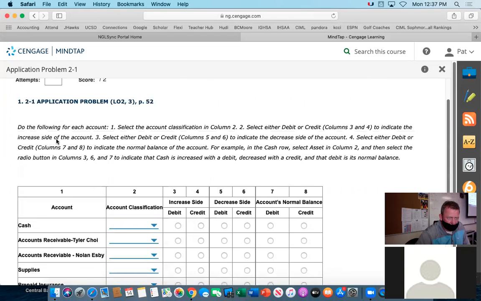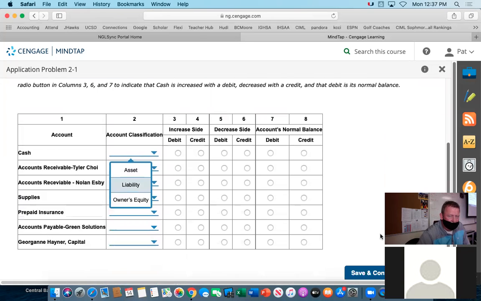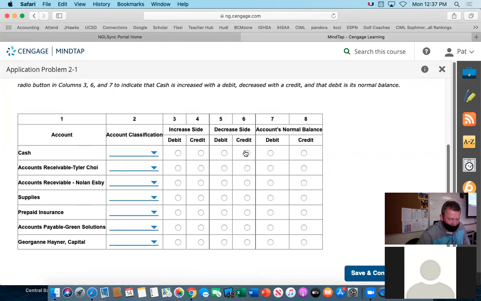So the directions tell you we need to select an account classification. So it's either asset, liability, or owner's equity. You need to decide what side it increases on, what side it decreases on. And whatever side it increases on is the same as the normal balance, right?